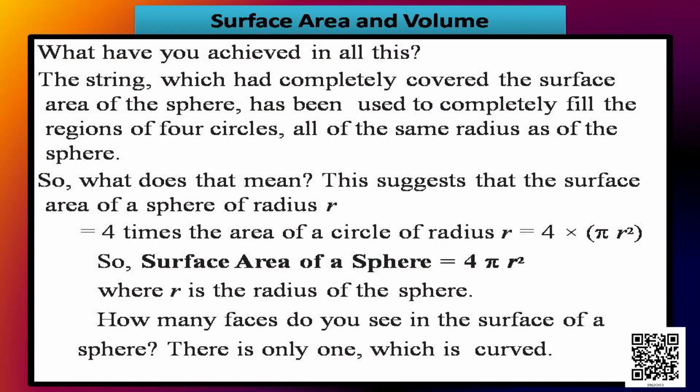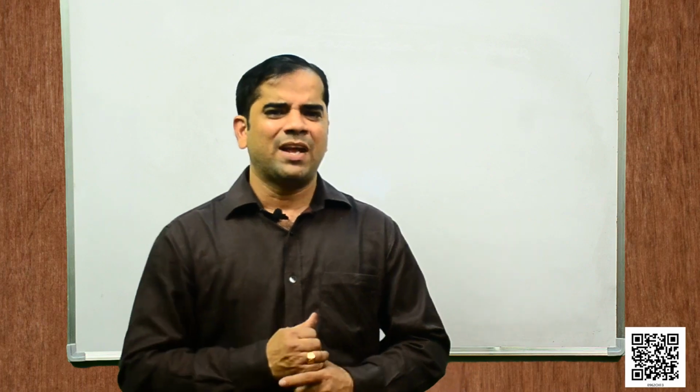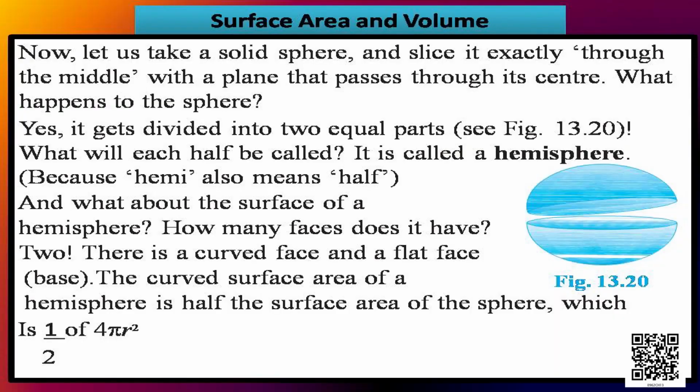Students, how many faces do you see in the surface of a sphere? There is only one, which is curved, isn't it? A sphere has a curved surface. Now let us take a solid sphere and slice it exactly through the middle with a plane that passes through its center. What happens to the sphere? Yes, it gets divided into 2 equal parts. You can see it in figure 13.20.